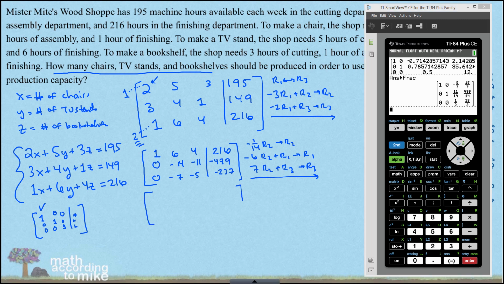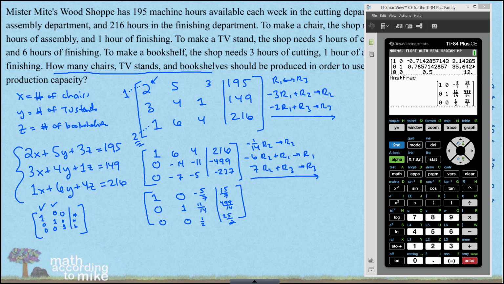Let's copy that down. And then 0, 1. I did not leave myself enough room. 0, 0, 1 half, 25 halves. All right, our second column is done. Check. Move on to the third column.